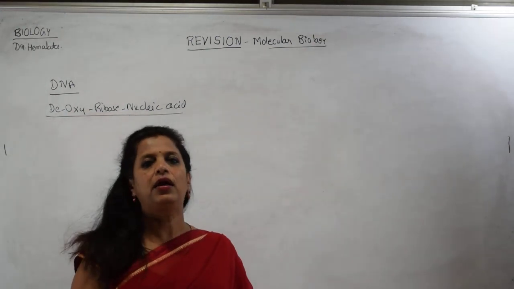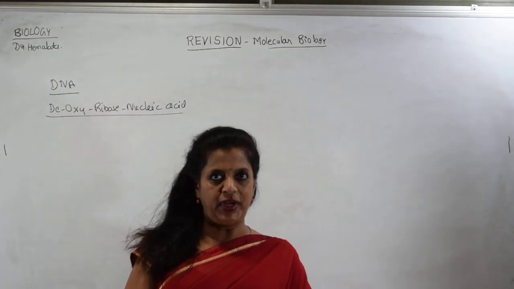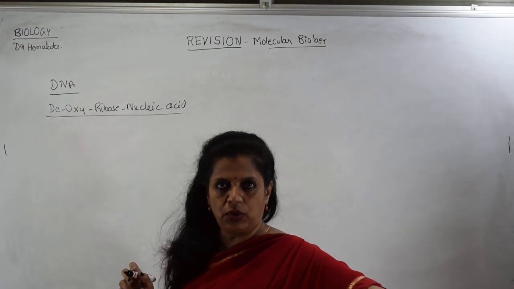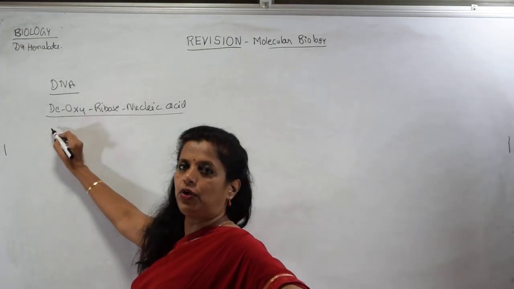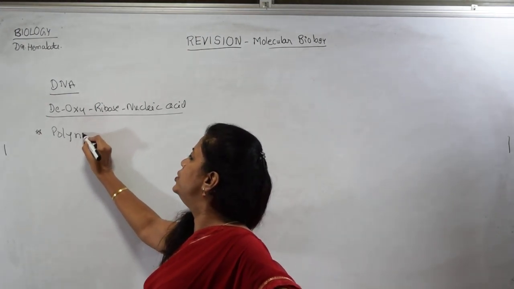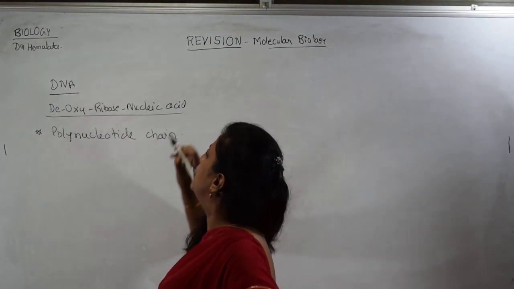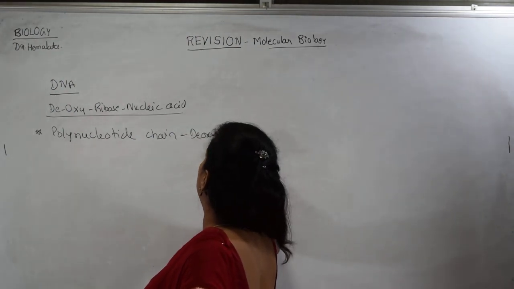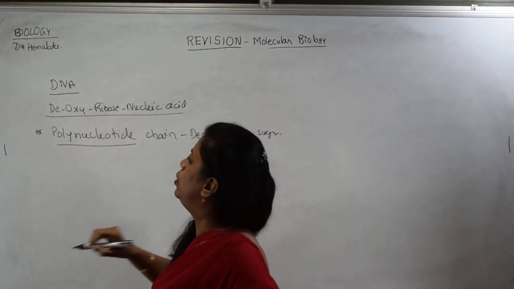All the nucleic acids consist of a polynucleotide chain, a chain of nucleotides. So any DNA is also a type of polynucleotide chain containing deoxyribose sugar. So DNA can be referred to as, first point, a polynucleotide chain containing deoxyribose sugar.